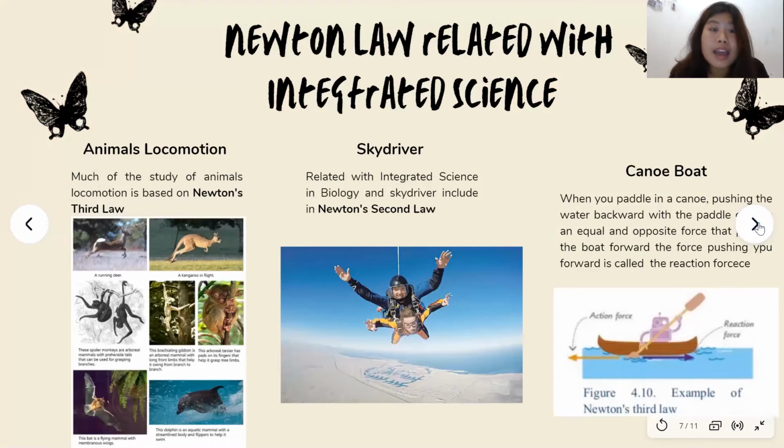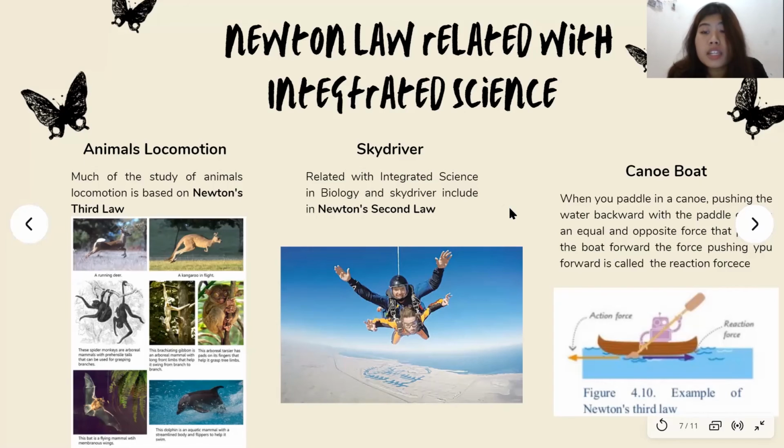And Newton's law related with integrated science. Animal locomotion. Much of the study of animals' locomotion is based on Newton's third law. Alright. Skydiver. Related with integrated science in biology, and skydiver is included in Newton's second law. Animal locomotion is related to integrated science in biology too, right? Skydiver is related to biology, but with Newton's second law. And canoe is related with Newton's third law.